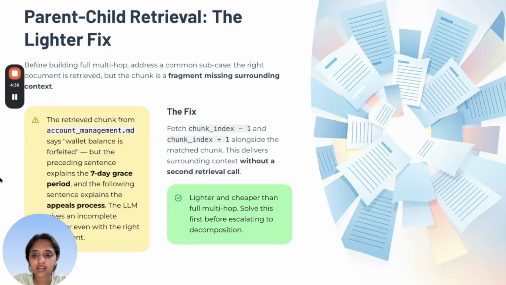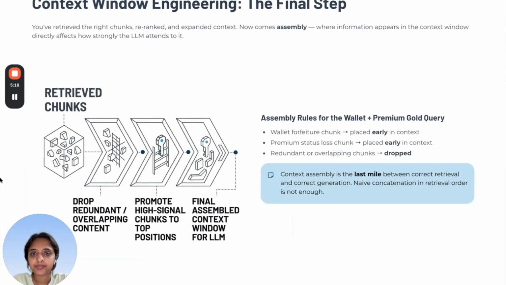That is the chunk before the relevant chunk and the chunk after it. That ensures we don't have to do a second retrieval call, and we can get most of the relevant information in that set of chunks. So it's lighter and cheaper than multi-hop. This can be used to solve the multi-hop problem first, and then we can escalate to decomposition of the query and multiple retrievals. Since we're doing multiple retrievals, it's going to impact the cost as well, so it's going to be expensive.